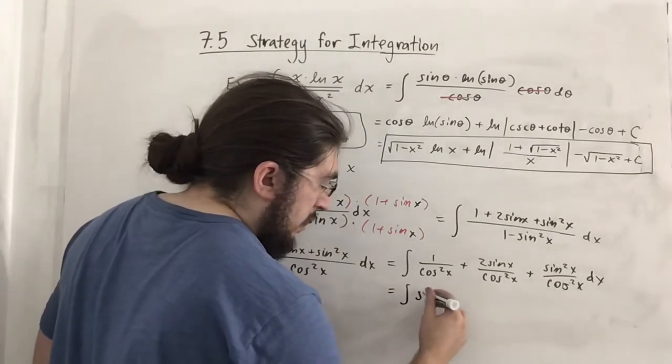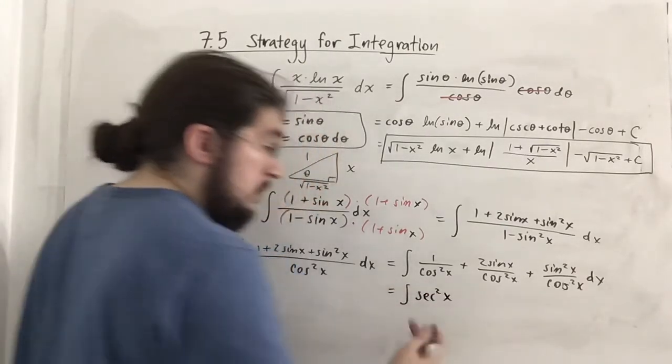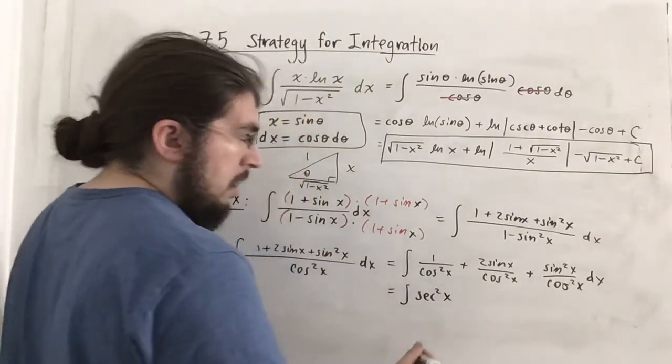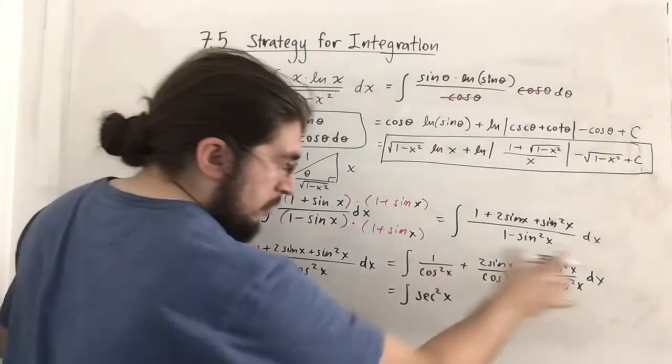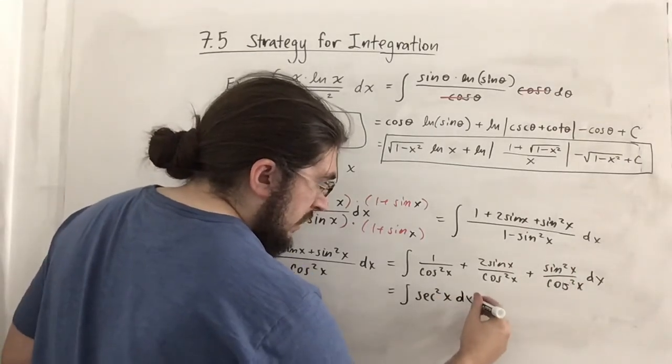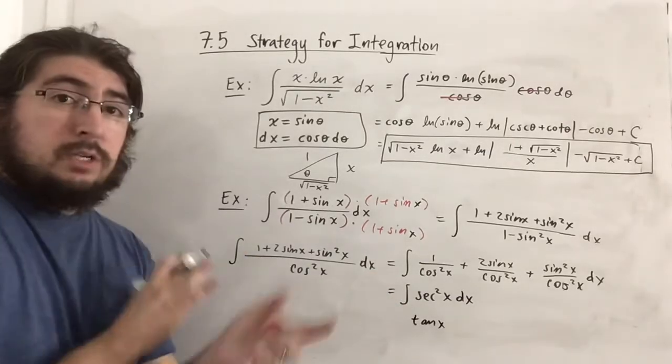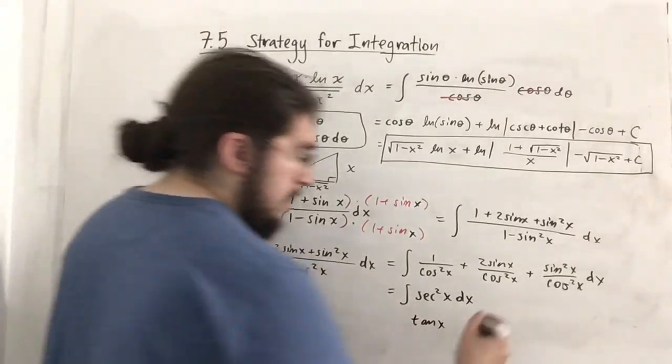1 over cosine squared is just secant squared, which we know its antiderivative is just tangent. So this guy's done right away. If we split up the integral after splitting up the fraction, we get the integral of this dx, which is just tangent. So perfect, that's done. No substitutions or anything, so that's great.